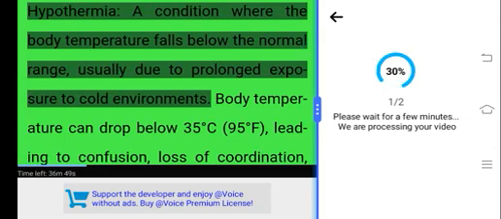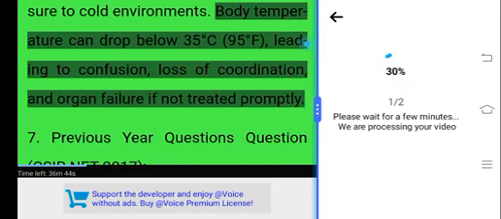Hypothermia, a condition where the body temperature falls below the normal range, usually due to prolonged exposure to cold environments. Body temperature can drop below 35 degrees Celsius, 95 degrees Fahrenheit, leading to confusion, loss of coordination, and organ failure if not treated promptly.